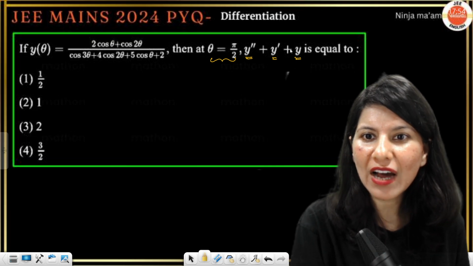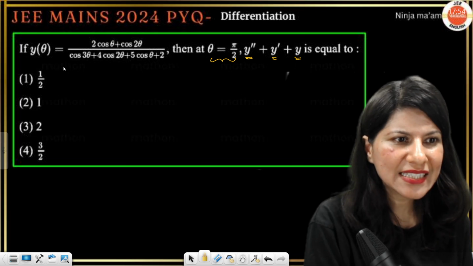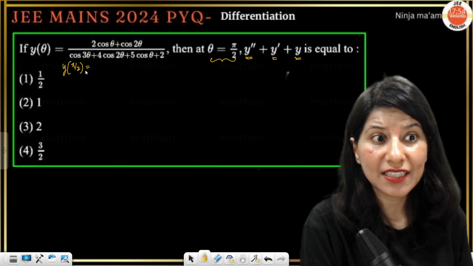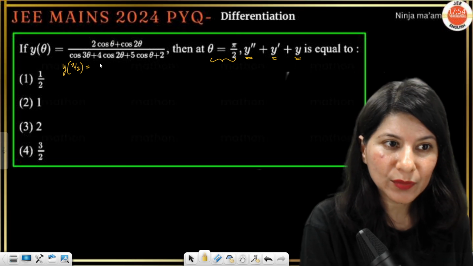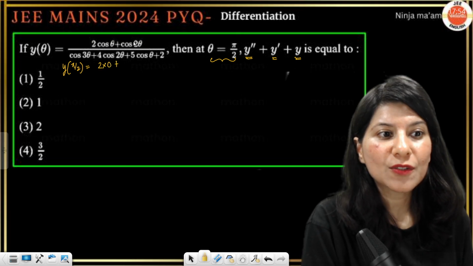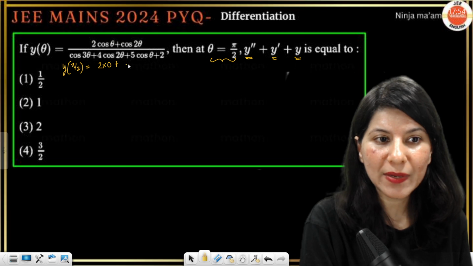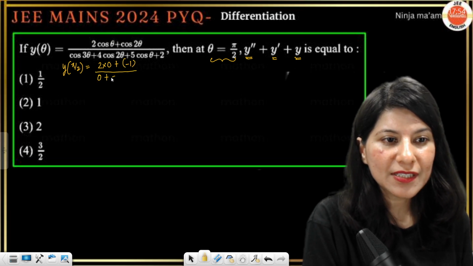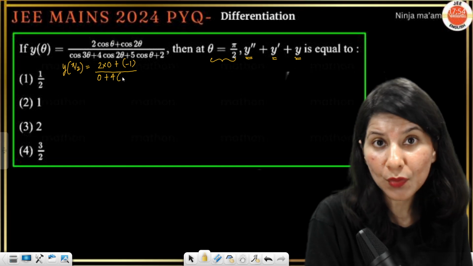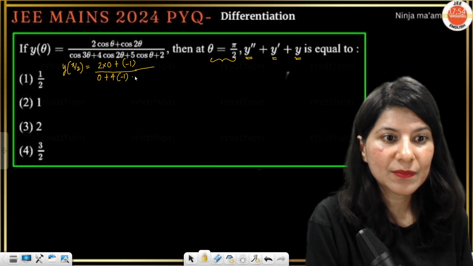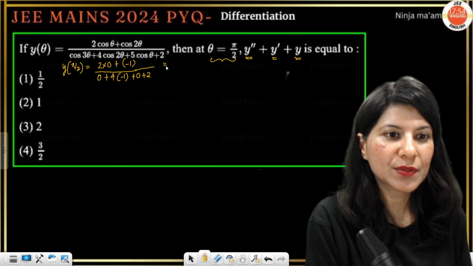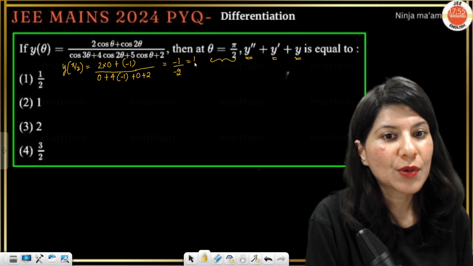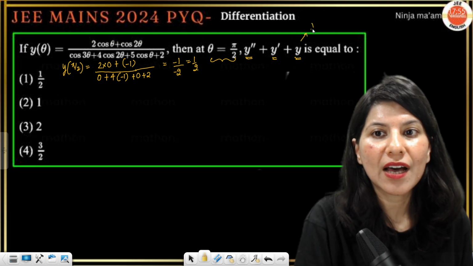First of all, we need y at pi by 2. Let's calculate that. Y of pi by 2, that means you're plugging in theta equals pi by 2. So 2 cos pi by 2, so 2 into 0 plus cos 2 pi by 2. So cos pi is minus 1, upon cos 3 pi by 2, again 0, plus 4 times cos 2 pi by 2. So cos pi is minus 1, then 0 again, plus 2. So you are going to get minus 1 upon 2 minus 4, which is minus 2. So half. This value is half.